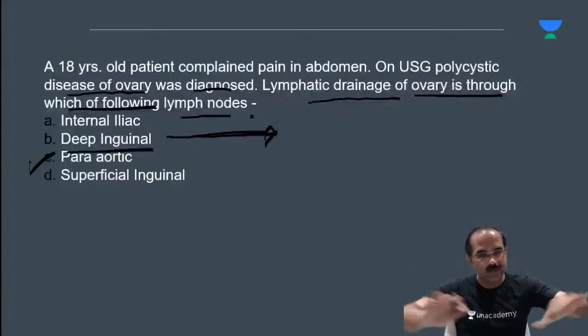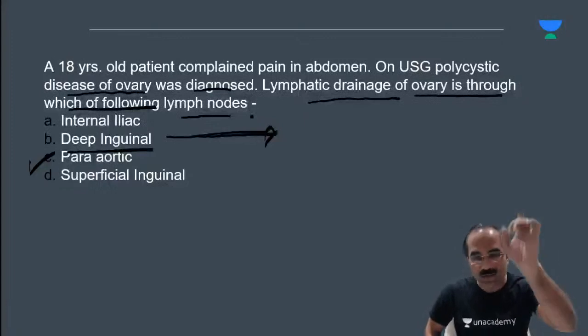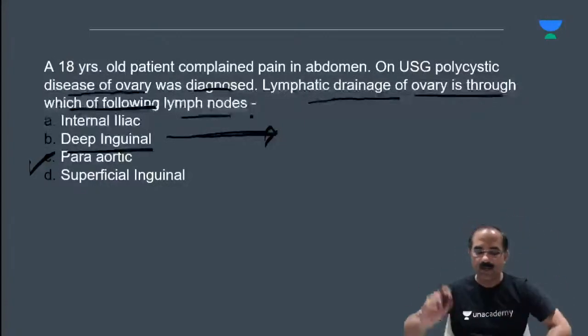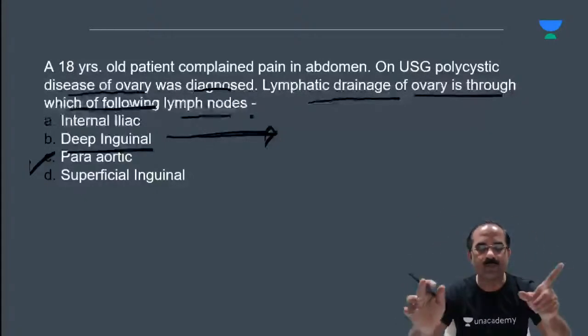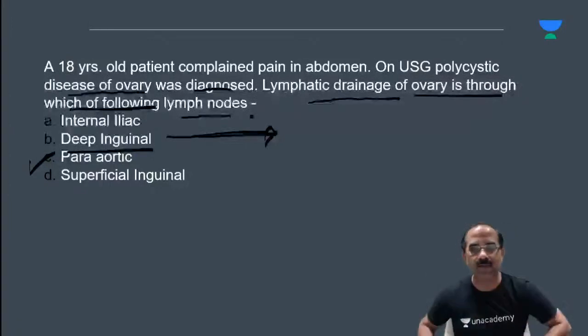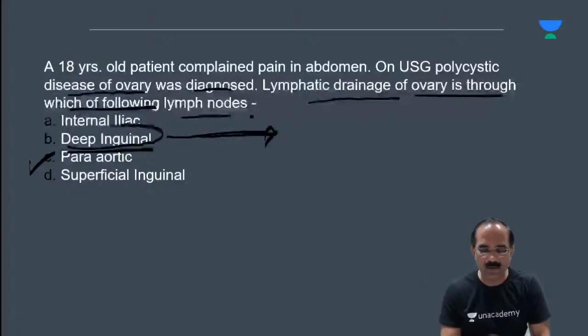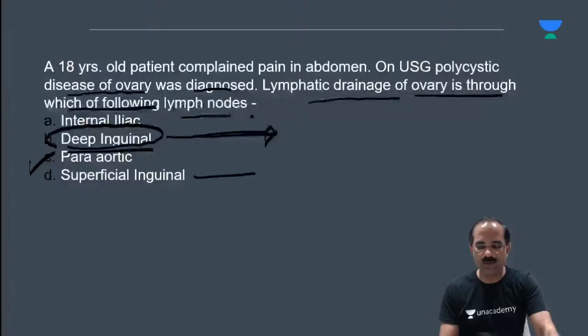Okay. The entire external genitals drain into which lymph node? Superficial inguinal lymph nodes. The external genitals, they drain into the superficial inguinal lymph nodes except glans penis, glans clitoris. This drains into the deep inguinal lymph node. Perfect. Is this clear? Okay. Deep inguinal. Superficial inguinal will drain the rest of the things.